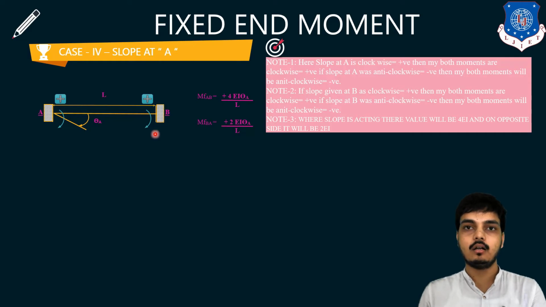Now I would like to recall that A and B are fixed supports. At support A there is a theta A slope, so both the moments will be clockwise. At point A it is positive 4EI theta A upon L. At point B it is half of it, which is 2EI theta A upon L.